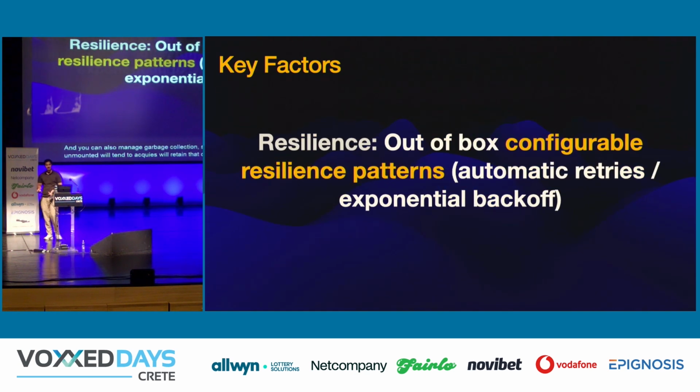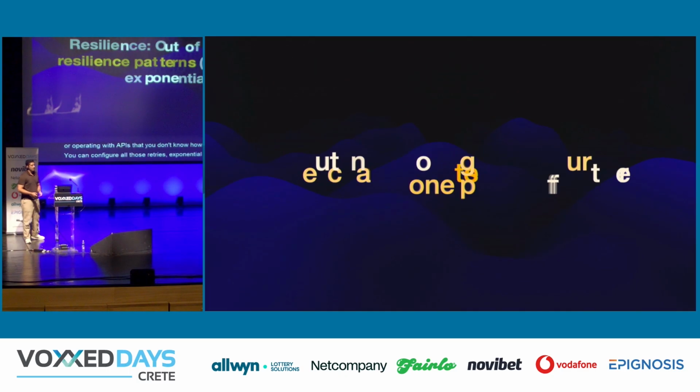And then there's resilience out of the box. So when it comes to operating with providers or operating with APIs that you don't know how they're going to react, things might fail, you can configure all those retries, exponential backoffs, and so many more patterns.